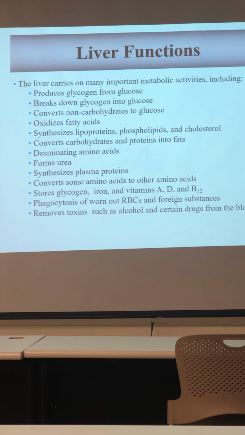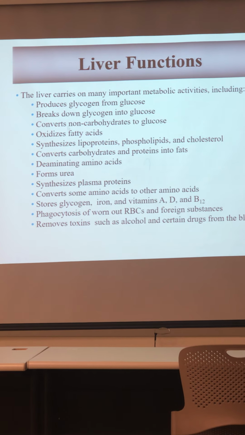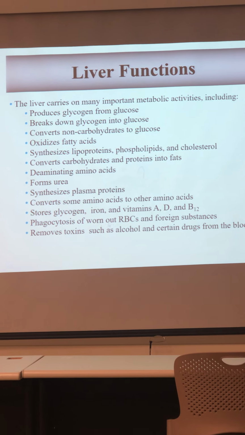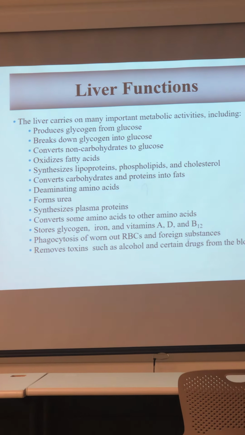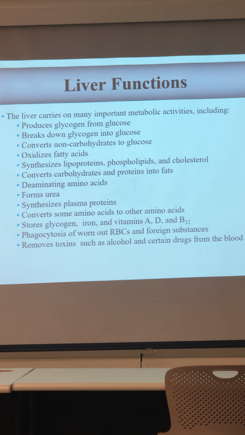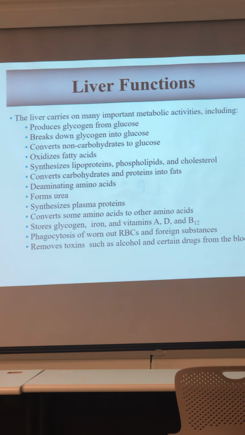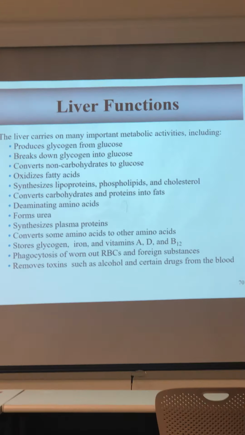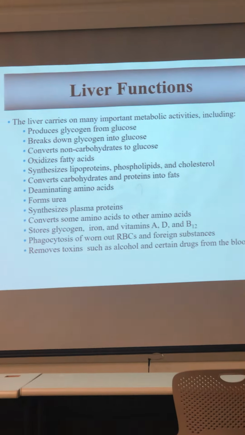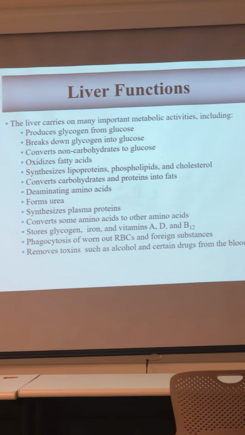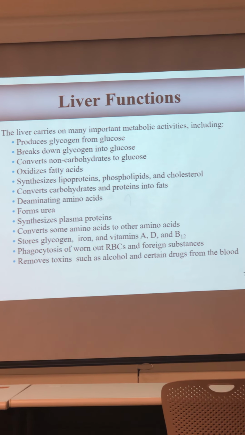Let's get to the last two. I'm not minimizing any of these functions, I just don't want you to have to learn 20 functions, it's ridiculous. Phagocytosis of worn out red blood cells. This is a function that the spleen also has. This is why people can lose their spleen in an accident, they have to remove it, and the liver will carry on that function. However, I would not want to necessarily live without a spleen. Your immunity is going to be compromised. But the liver does that.